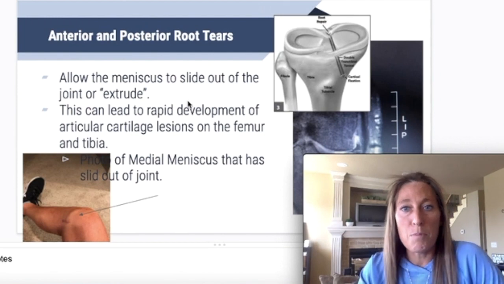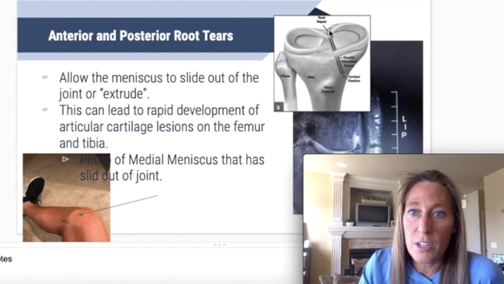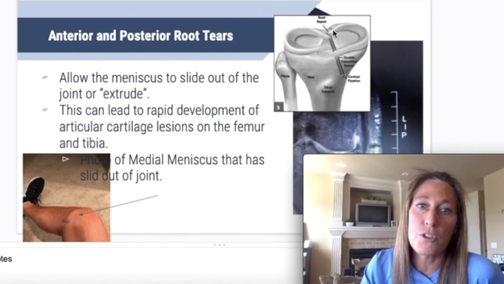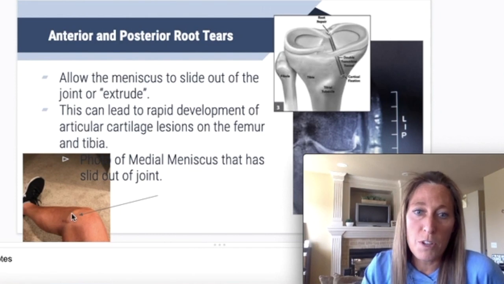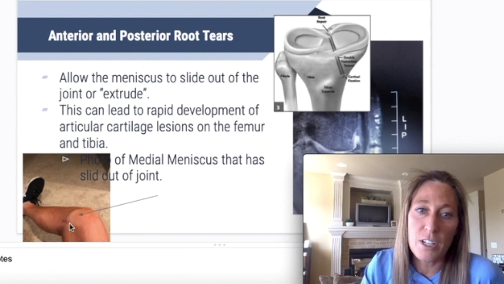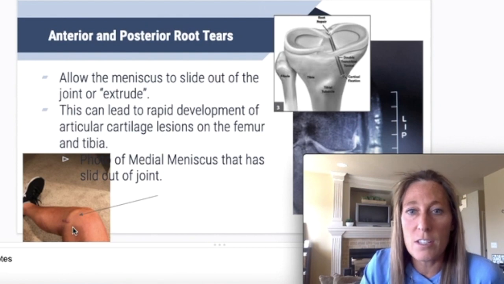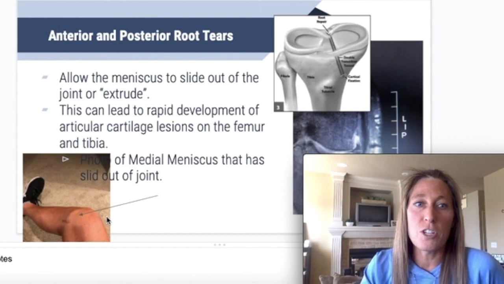The anterior and posterior root tears. So if meniscus tears out from the root here in the anterior portion or here on the posterior portion, it allows the meniscus to slide out of the joint or to extrude. This is what it looks like when there's high-grade extrusion of the medial meniscus, it has slid out of the joint there. This can lead to rapid development of articular cartilage damage of the femur and tibia, which we will talk about later.